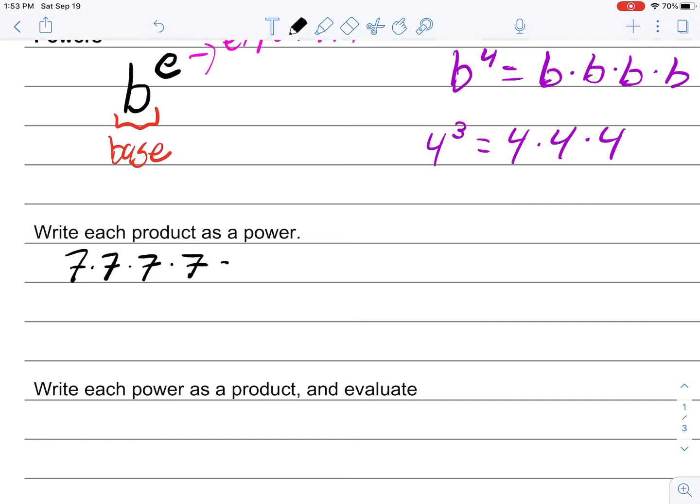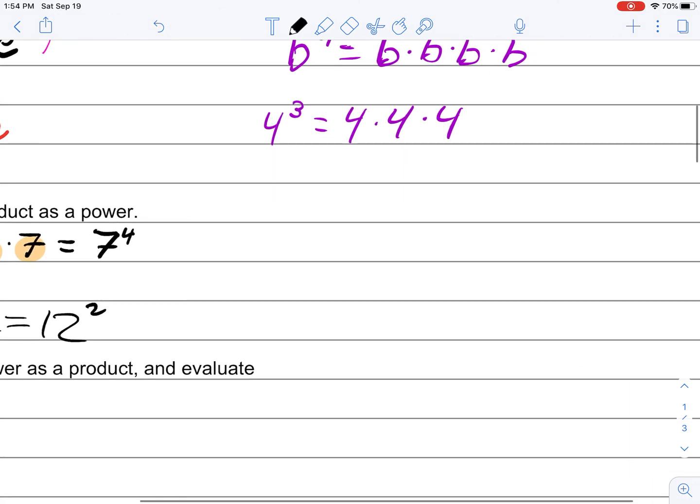If we wanted to write this as a power, we would say that our base is 7. That's our number that is being multiplied each time. And then our power is the number of 7s that we see. So I see that we have 1, 2, 3, 4 7s. That means that this is 7 to the fourth power. Okay? If I had 12 times 12, I could do the same thing. 12 is my base. And then the power is 2 because there are 2 12s. So 12 times 12 is 12 to the second power.